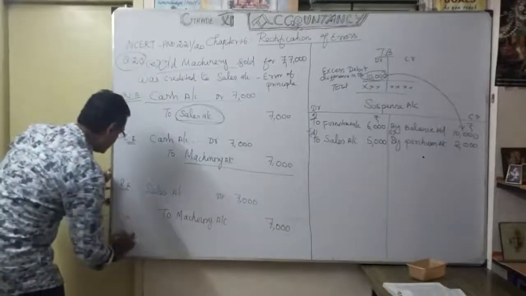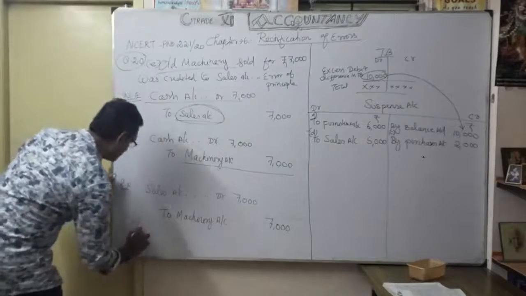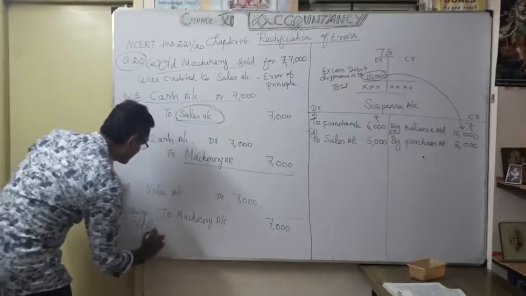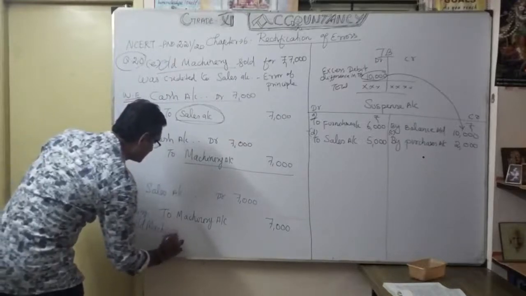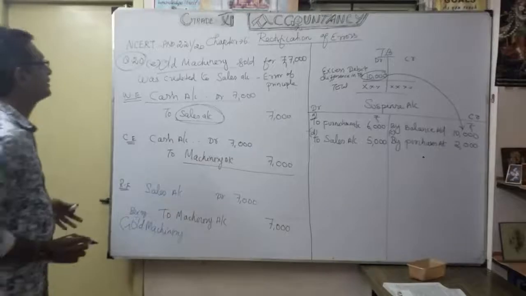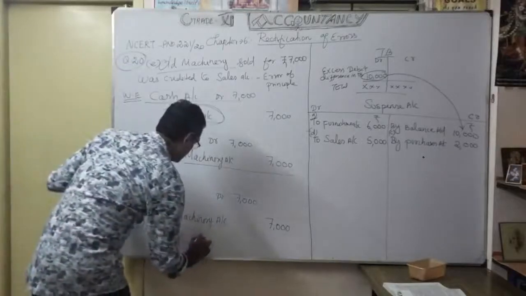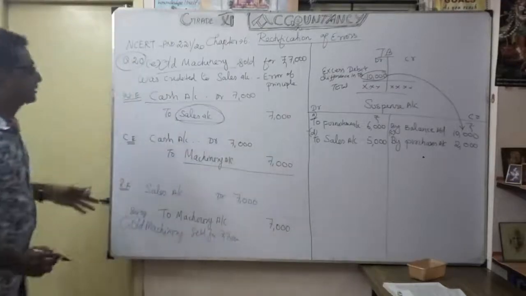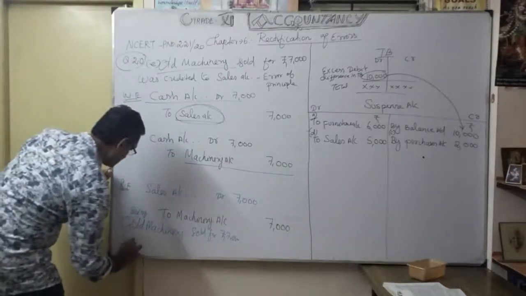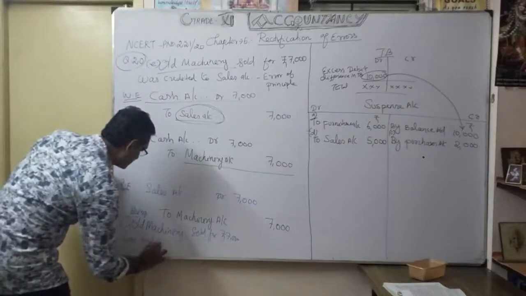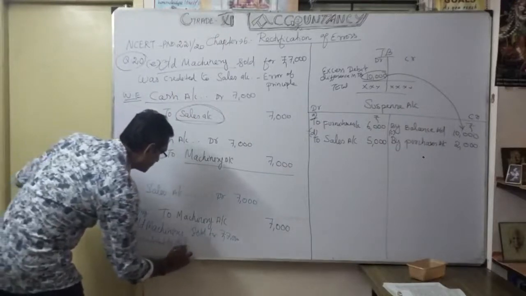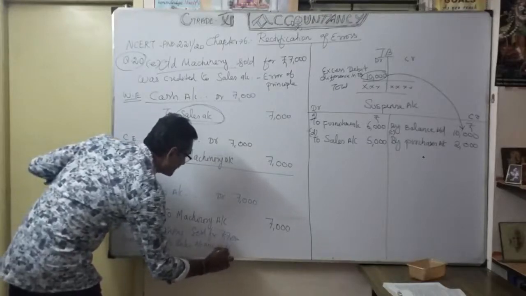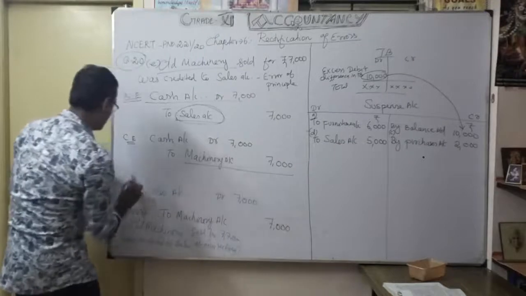So what is the narration? In the same manner: being old machinery sold for 7,000 was credited to sales account, now rectified. This word is very important. That's our rectification entry.